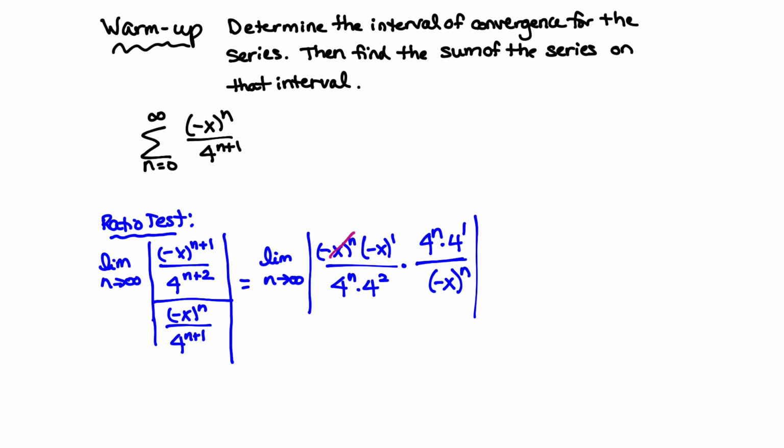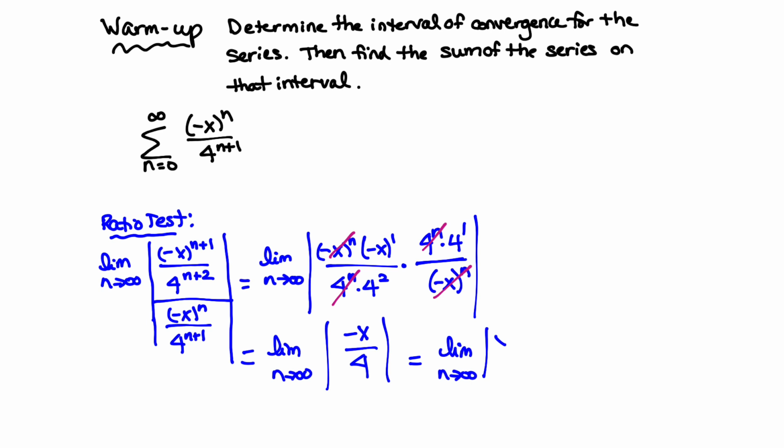Things canceled, right? Lots of things went away, and it gave us the limit as n goes to infinity of the absolute value of minus x over 4. And the absolute value of a negative is just the positive, so that's the absolute value of x over 4. Those are the same thing.